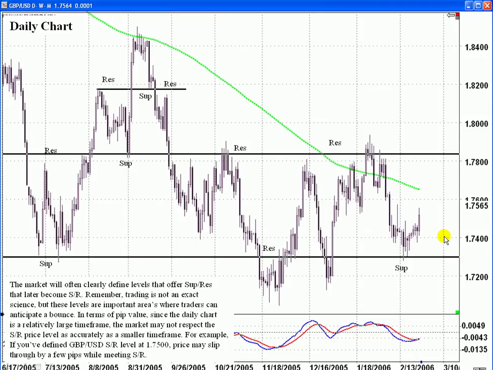Now we're going to look at this and what it appears like on various time frames. So first we're looking at a daily chart. If we look at a daily chart, look at the ranges here and look at the big move. And we've just drawn very generalized levels of resistance that become support, very generalized resistance that becomes support, and again generalized resistance that becomes support.